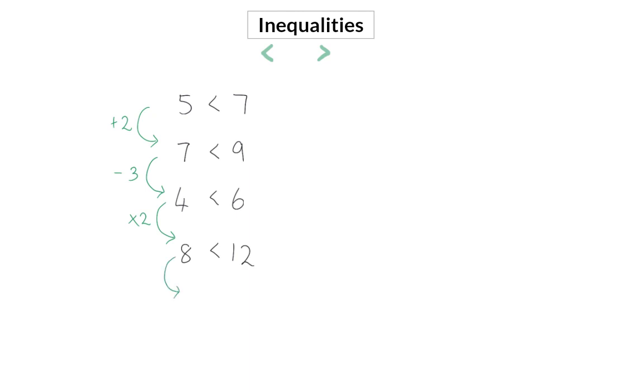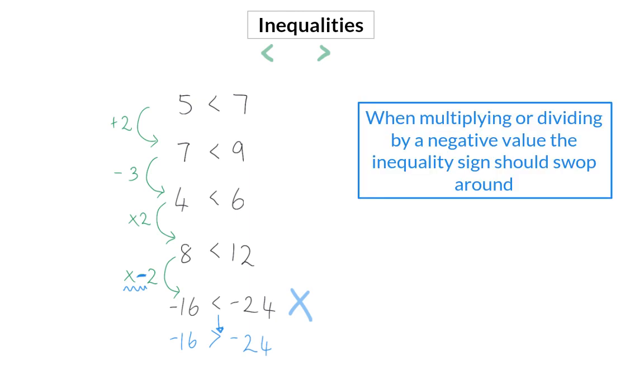But when I multiply by a negative value, by minus 2, I will have minus 16 is smaller than minus 24. This, however, is not true anymore. Minus 16 is bigger than minus 24. So here you need to see that when I multiply or divide by a negative value, the inequality sign should be swapped around to ensure that the statement is still true.